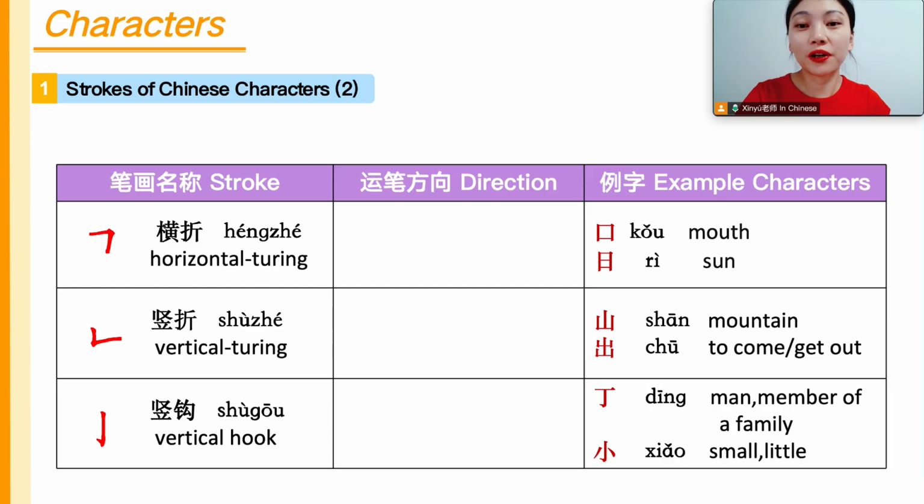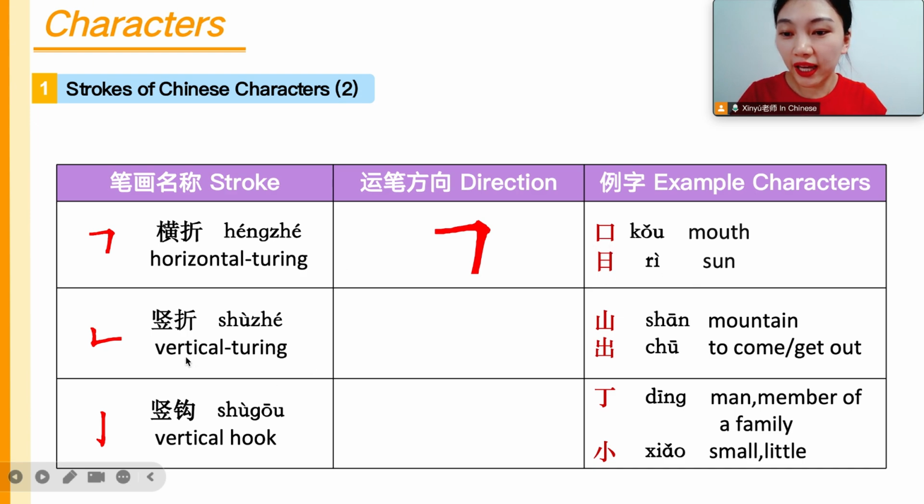Now we are going to learn 3 new Chinese strokes. So look at here. The first one is horizontal turning stroke. So this is the short diagonal stroke that goes from the top left to the bottom right. And here is the example, 口, which means mouth, and 日, which means sun.